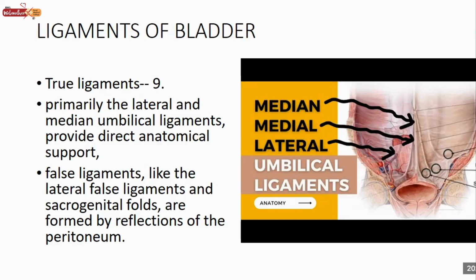Now coming to the ligaments of the bladder. To say the ligaments, you have to know that there are false ligaments and true ligaments. The true ligaments are thickenings of the deep fascia, and also some smooth muscle fibers are there. But the false ligaments are just peritoneal folds. So the true ligaments are 9 in number, and they are the direct anatomical supports.